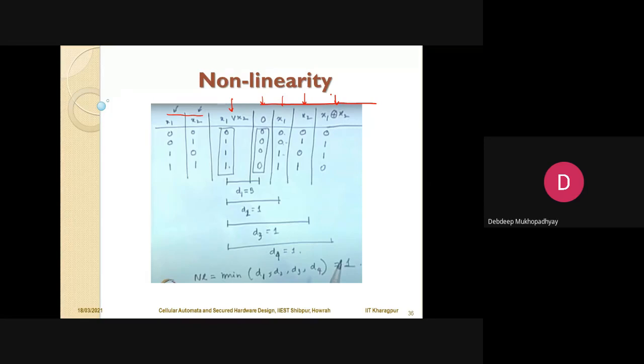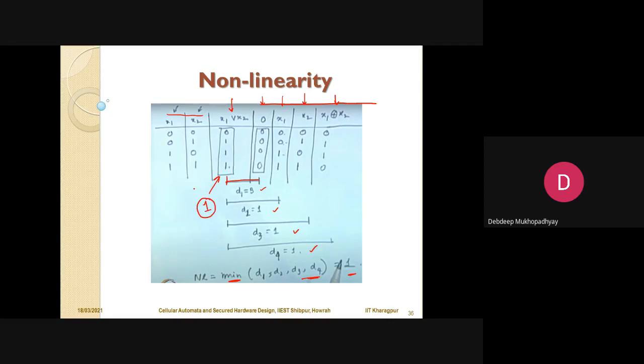As I said, if you are only using XORs, it is a linear function. So what I do is take the distance between the truth table vector of this function and all these possible linear functions, and the minimum value of that distance gives me my non-linearity. In this case, as you can see, this distance is 3, this is 1, this is 1, and this is 1. So I say that the non-linearity of this function is 1. That is how I define non-linearity.